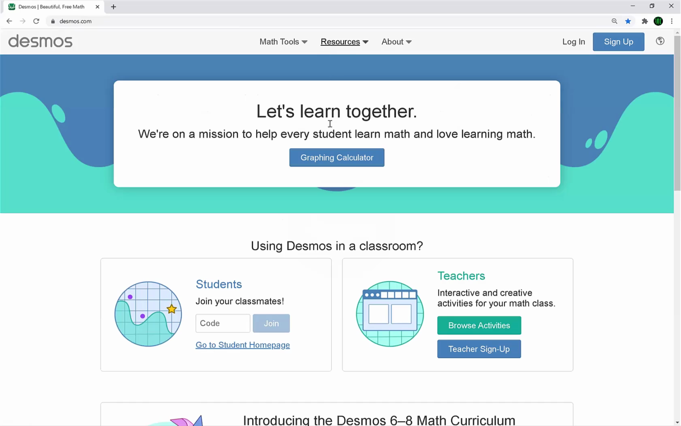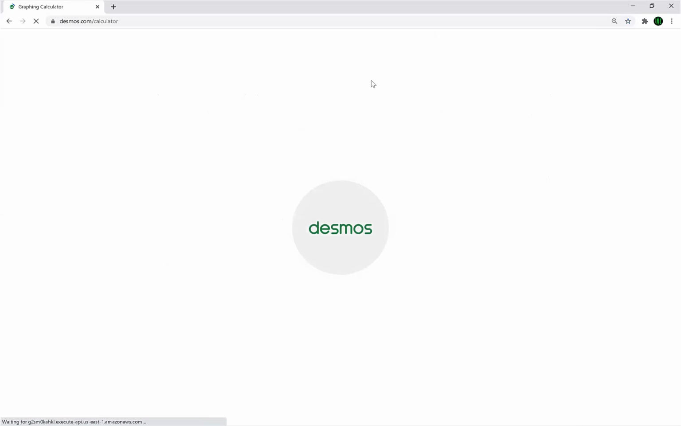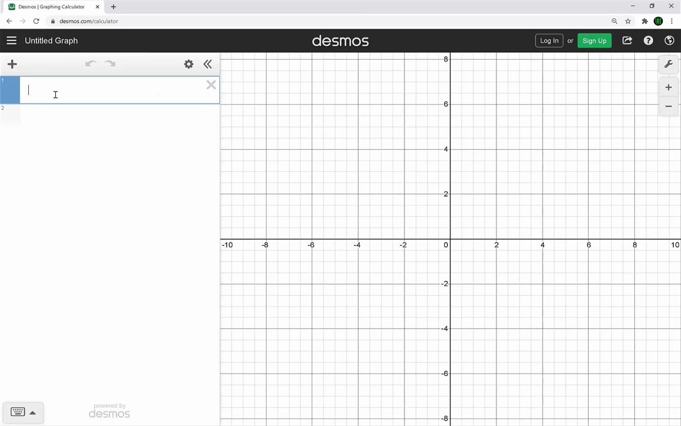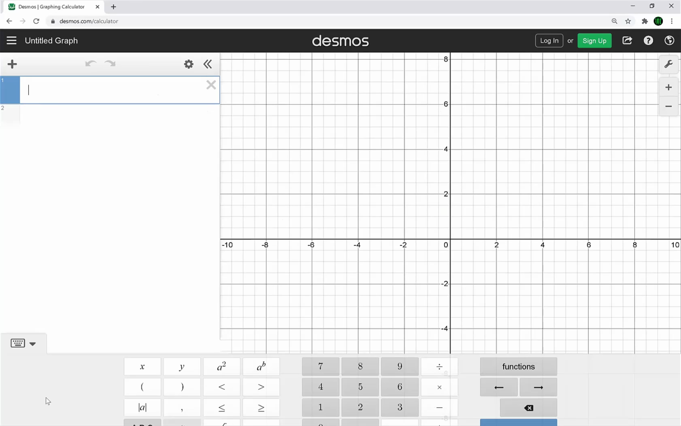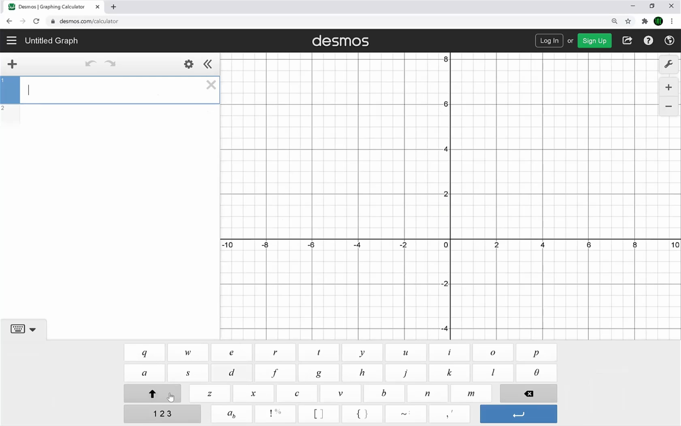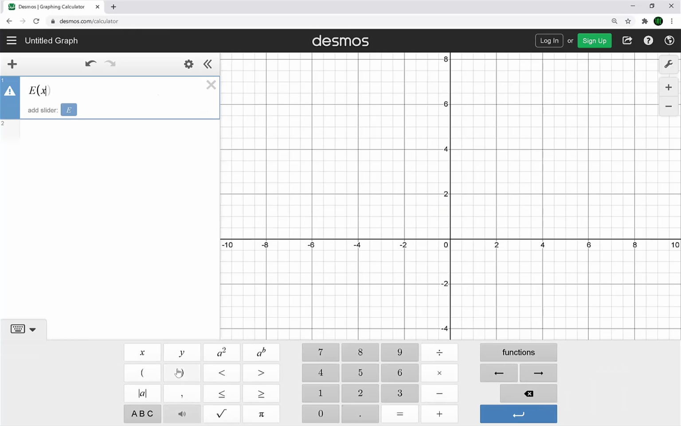And what I want, I do want a graphing calculator because later on I'm going to do something fancy. And I'm going to call this E of X. I know it says E of T, but I'm going to call it E of X because I want Desmos to calculate stuff for me. So I'm going to go to ABC. I'm going to go to capital E. And I'm going to put parentheses X, close. I'm going to push equal. And I'm just going to enter what E of X equals.